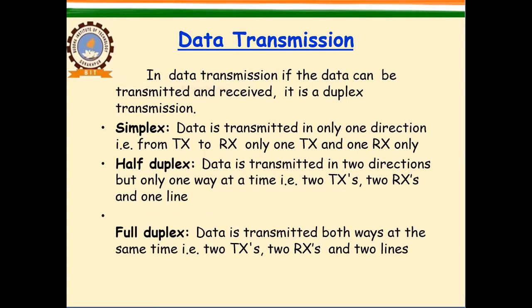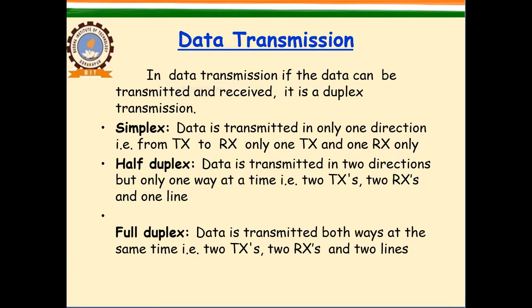So what is simplex? Data is transmitted in only one direction, that is from the transmitter to the receiver. Means here only one transmitter and one receiver are needed, and data is transmitted from the transmitter to the receiver. So data transmission is in one direction only. Data is not transmitted back.